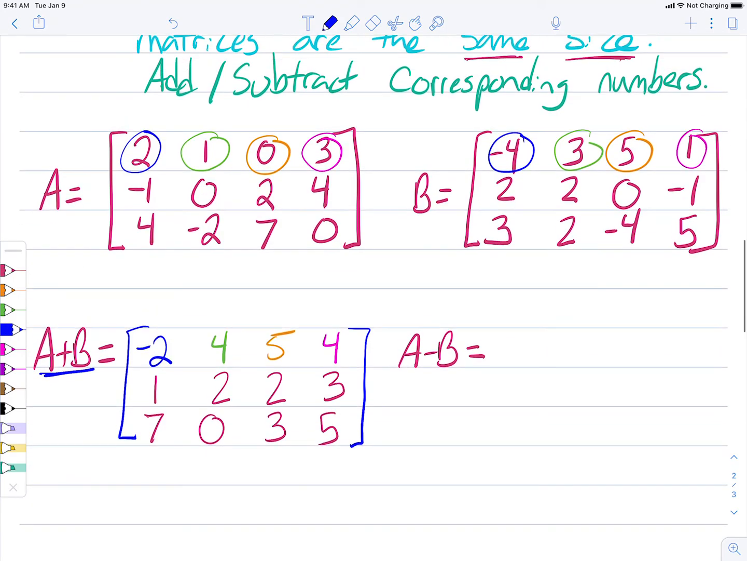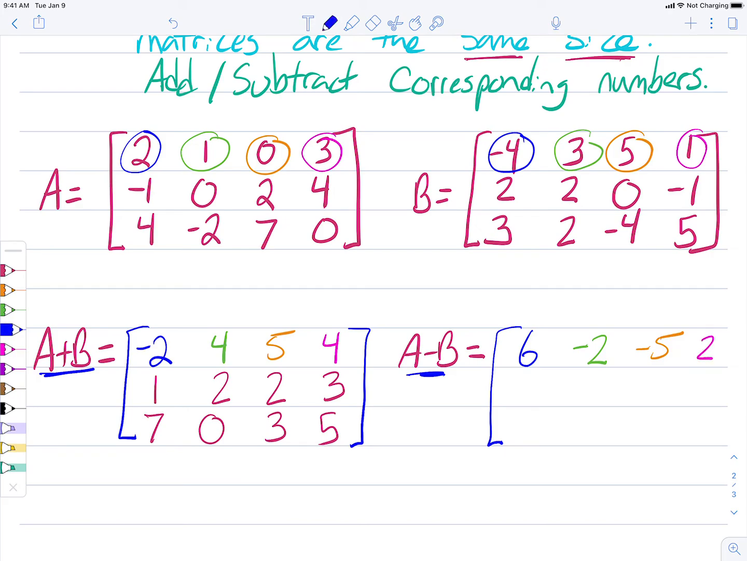Now let's say we wanted to do A minus B. It works the same way, except this time we're going to subtract. So 2 minus -4 is 6. Be careful with your negatives. 1 minus 3 is -2. I'm using the same colors from the previous, if you didn't notice. 0 minus 5 is -5. And 3 minus 1 is 2.